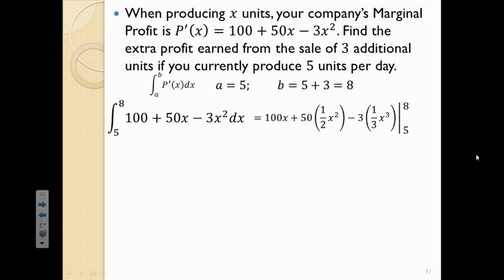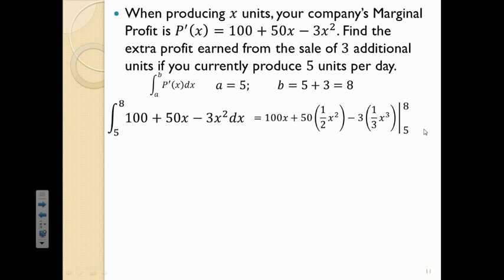So, we run through our laws. We can use the simple integrating formula here. So we get 100x, the integral of 100 is 100x, plus 50 times the integral of x, which is 1/2 x squared, minus 3 times the integral of x squared, which is 1/3 x cubed. And again, we're evaluating it from 5 to 8.